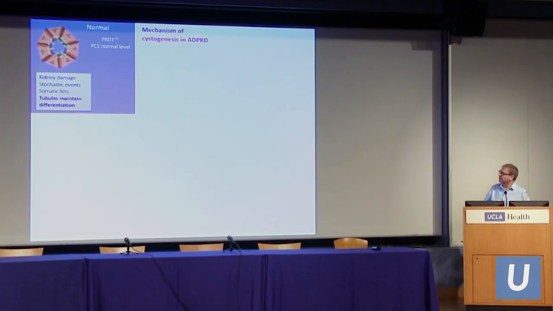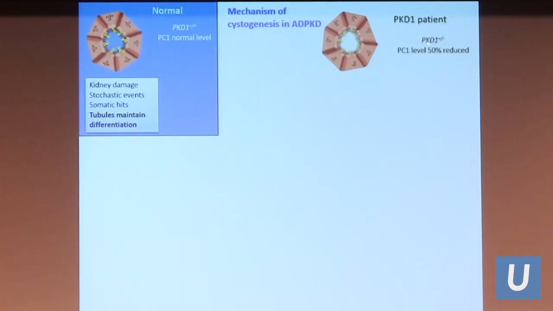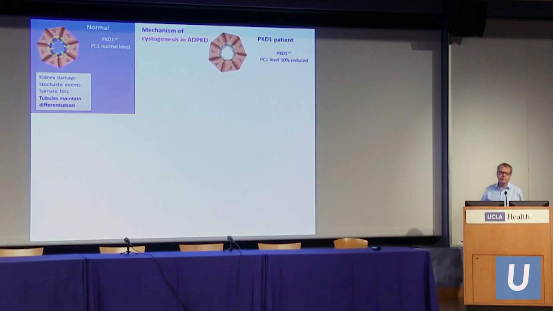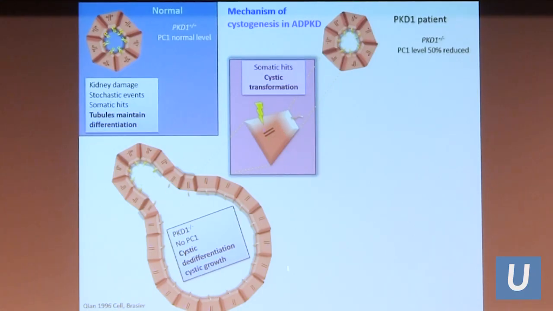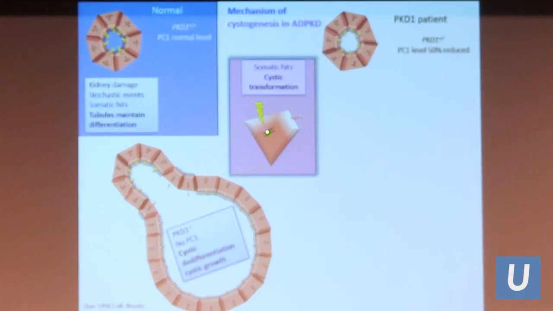So let's talk about the mechanism of disease to start with. In ADPKD, we have a reduction of the amount of the PKD1 protein, in this case polycystin 1, in all cells in the body. So why do we go on and develop a cyst? We're not completely losing that protein. The classical view here is that we have a somatic mutation, and a cyst only develops when the total amount of the polycystin is lost.